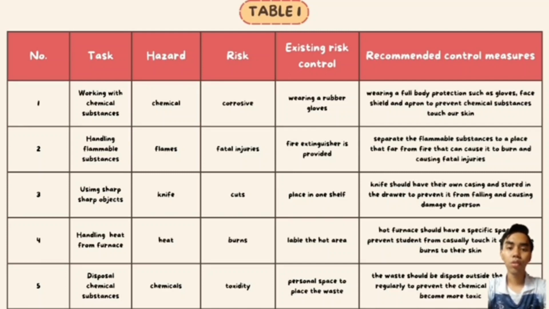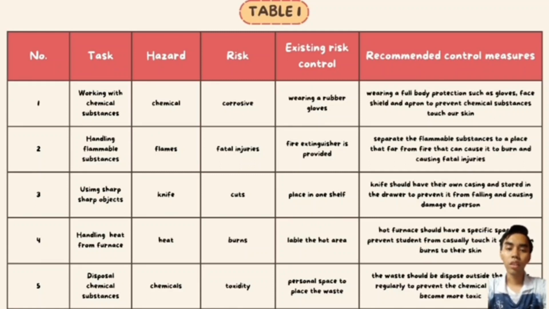Second, on number 2, the task was handling flammable substances. The hazard for this was flames. The risk of it is fatal injuries. The existing risk control for this was the fire extinguisher provided by the institution. But I recommend, and our team also recommends, that we must separate the flammable substances to a place that is far from fire that can cause it to burn and cause fatal injuries.